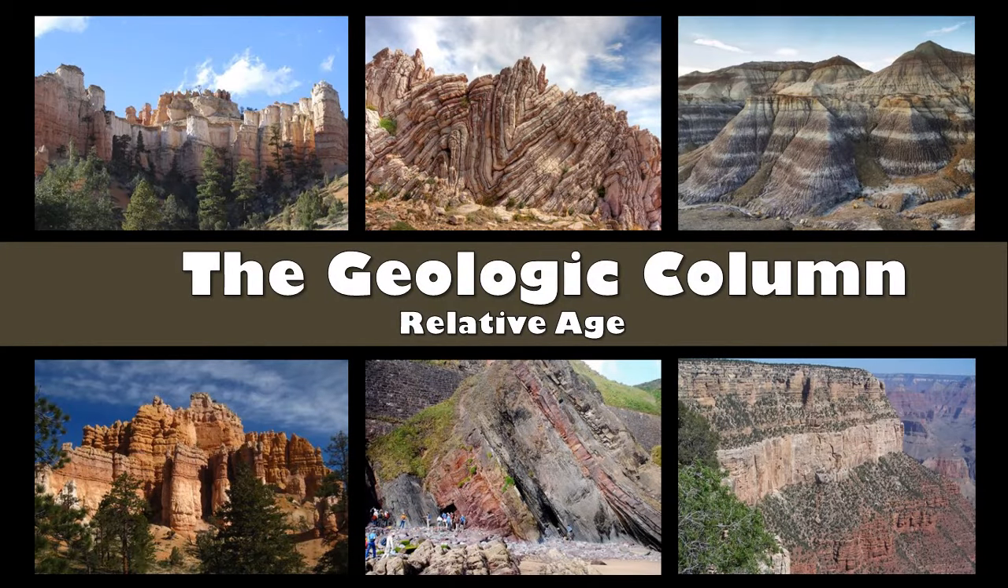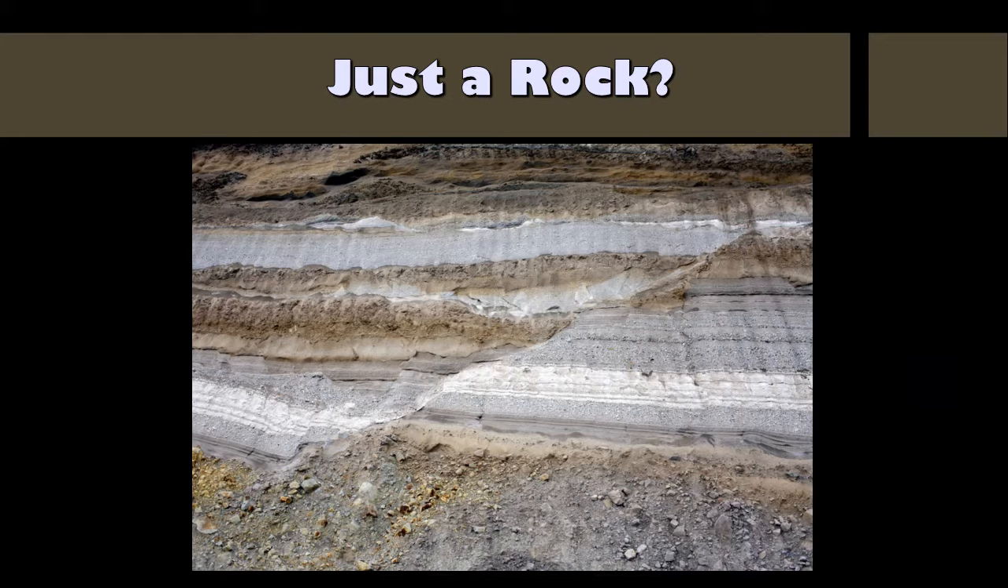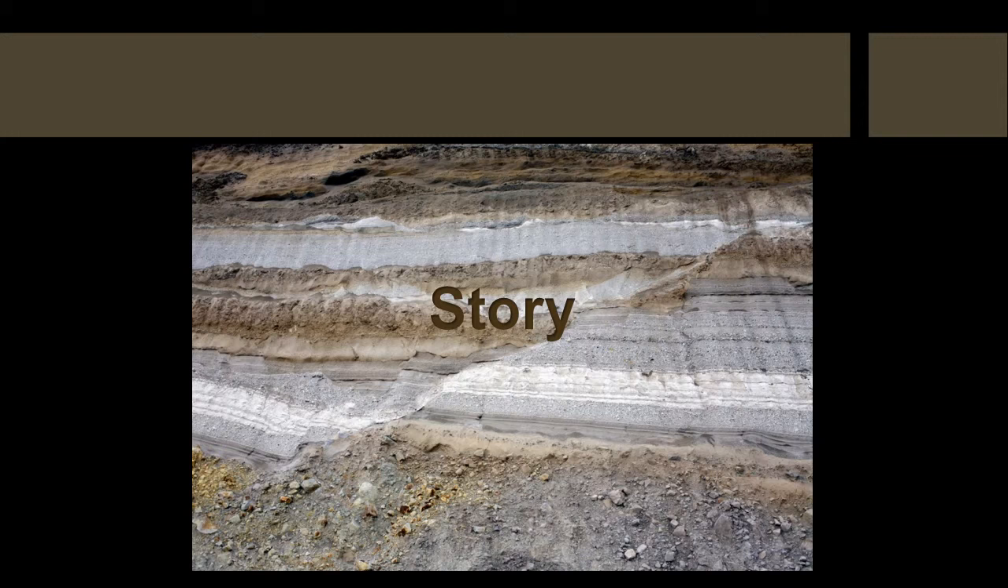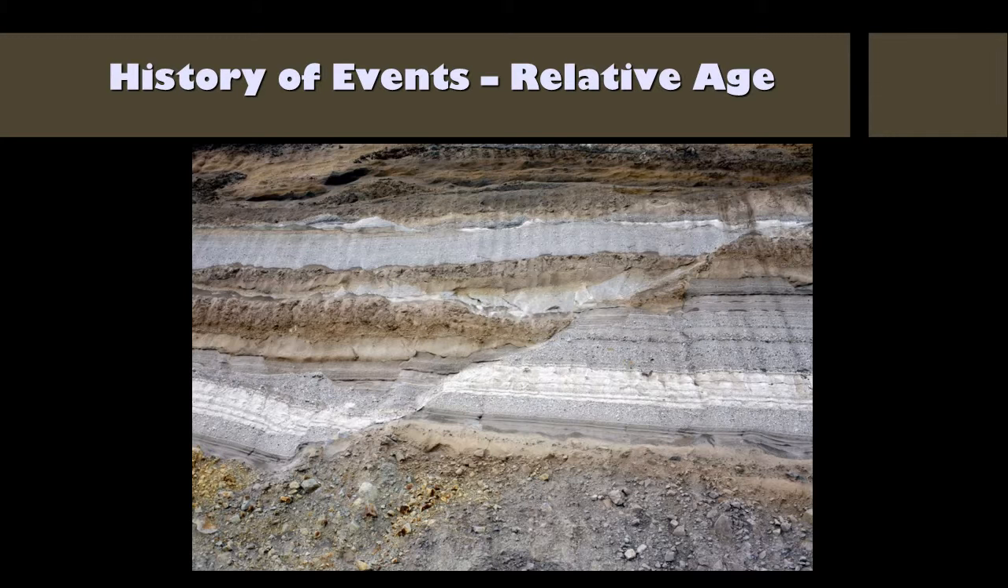The geologic column, relative age. At first glance, many people might look at this and see, well, just a rock. But actually, the various layers shown here tell a very specific story. And when scientists look at these layers, they try to decipher the exact sequence of events that created this unique formation. When we talk about relative age, we are trying to figure out the history of the rock.